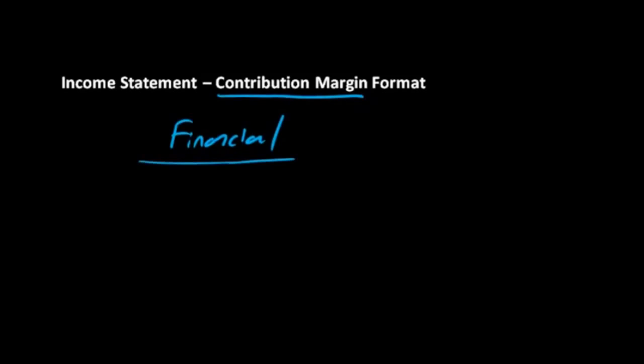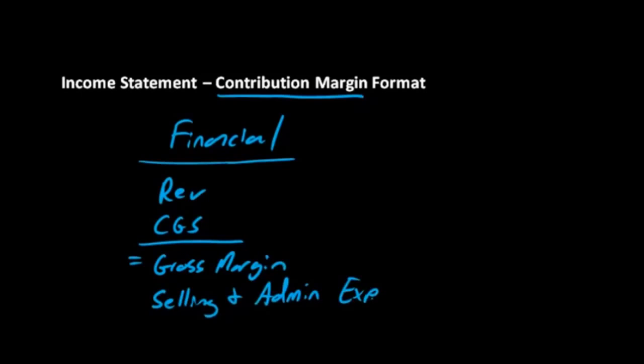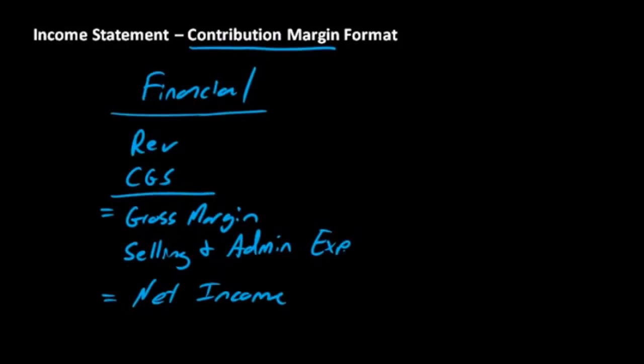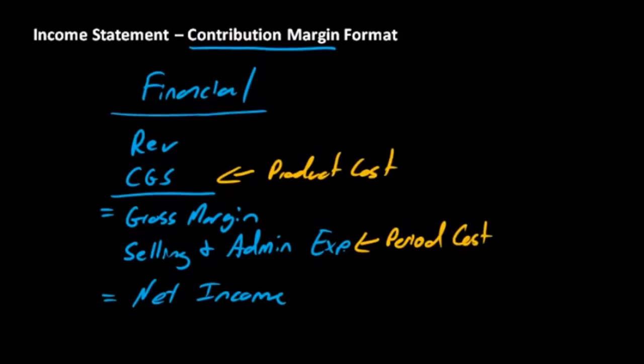If you remember from financial accounting, what we use for external reporting, we basically divided the income statement into product cost and period cost. So we had sales revenue, plus our cost of goods sold, which is CGS, and that gives us our gross margin. And then we take out our selling and admin expenses, and that gives us a net income. So the income statement was really divided between product cost and period cost. Our product cost was right here as cost of goods sold, and then our period cost was down here as selling and admin expenses.